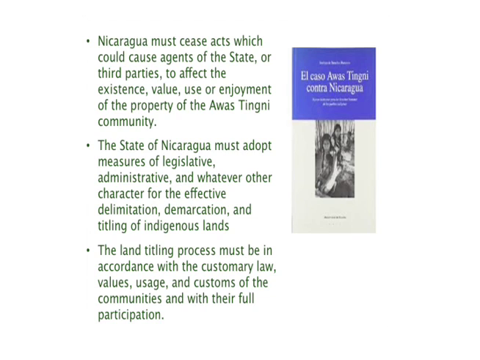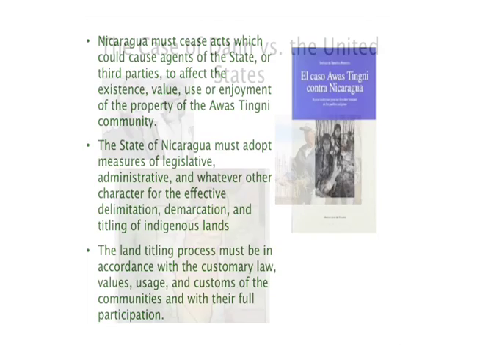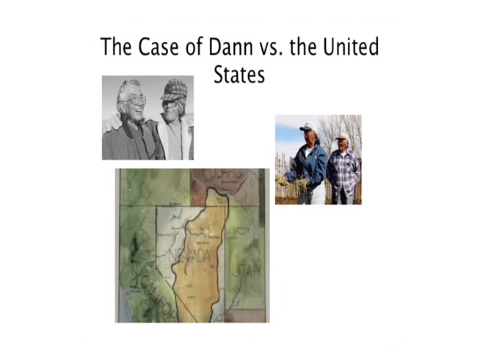So you can see that this is beginning to be a much different picture than what we have in Canada. The next case is the case of Dann versus the United States. In this case, the Dann sisters were from the Western Shoshone people in Nevada in the United States. And they were subject to the United States government confiscating horses that they were raising and so forth.